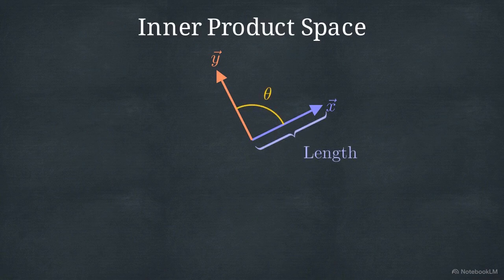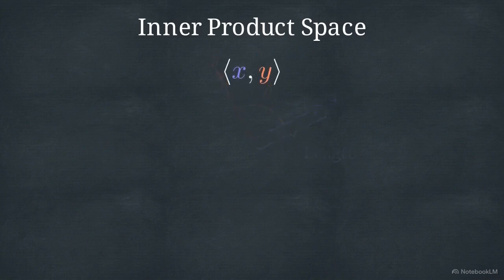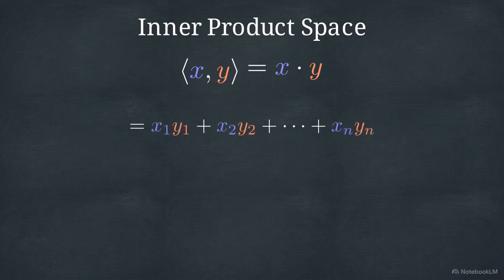We denote this operation with angle brackets around our two vectors, x and y. The most familiar version of this concept is the standard dot product in an n-dimensional space. You simply multiply the corresponding coordinate entries together and add them up to get a measurable value. To be a valid inner product, the operation must obey 4 strict algebraic rules.